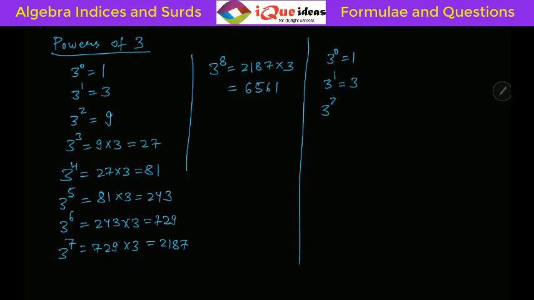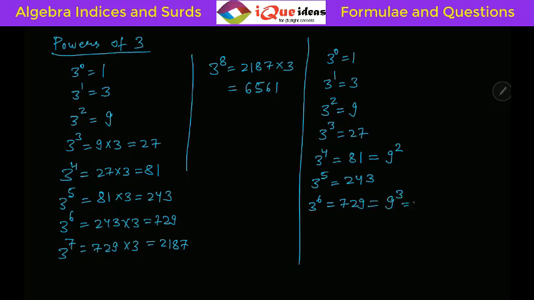3 square is equal to 9. 3 to the power 3 is equal to 27, that is 3 cube. Now 3 raised to the power 4 is equal to 81, that also is equal to 9 square. Right? 3 raised to the power 5 is equal to 243. 3 raised to the power 6 is equal to 729. As you can see, it is also equal to 9 to the power 3 or 9 cube, and it is equal to 27 square. Alright.